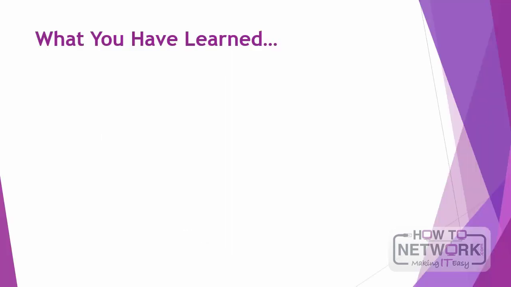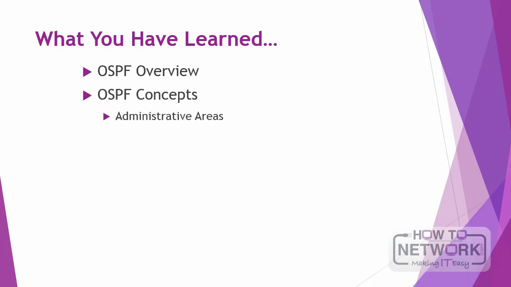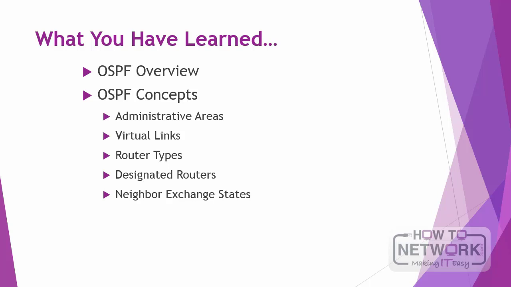So here's what you've learned. You've received an overview of OSPF, and then we got a bit more granular to the level you'll need to know for the CCDA exam, including administrative areas, virtual links, router types, designated routers, neighbor exchange states, link state advertisements, and best path selection. I'm confident after watching this video, if you know this information well, you're going to do excellent on the OSPF portion of your CCDA exam. Good luck in your studies.